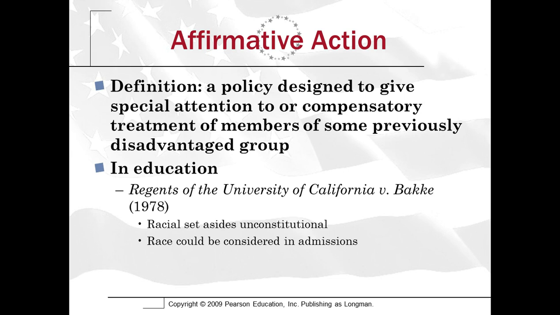So as a workaround, we began to see programs like the University of Michigan implemented where they had a point system, and you got points for your grades and points for your SAT scores and points for the difficulty of your classes, and they would give 20 points for being in a historically disadvantaged group to give those people a leg up. Well, the Supreme Court threw that out as well.